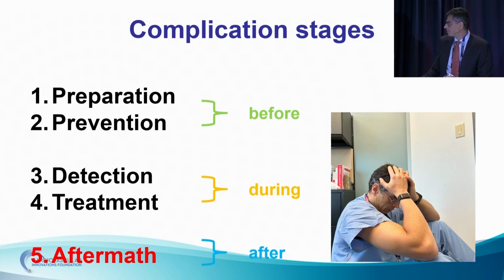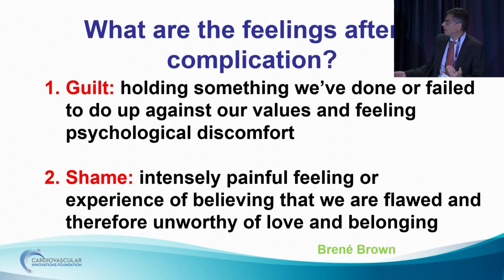Now, the aftermath. This happened. Obviously, you take care of the patient. But then these are the emotions that often come up. One is guilt, and then there is shame. Brené Brown talks about vulnerability; she has great books to read. Guilt means that you feel you did something really wrong. Shame means that you feel you are inferior, flawed, and unworthy of love and belonging. And this is exactly what one feels after a major complication, especially if the patient dies. You get both of them, but especially this one.